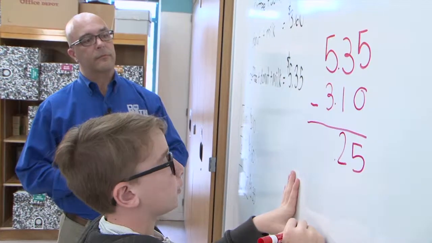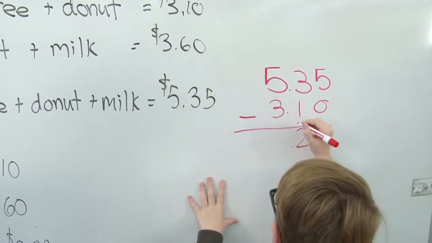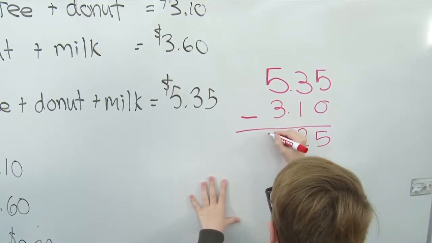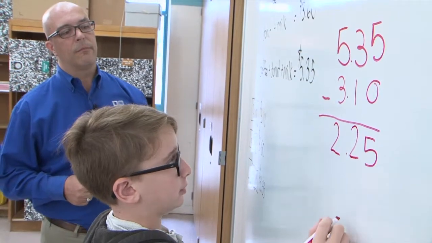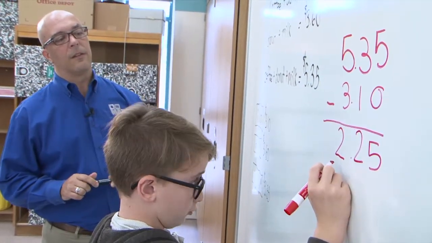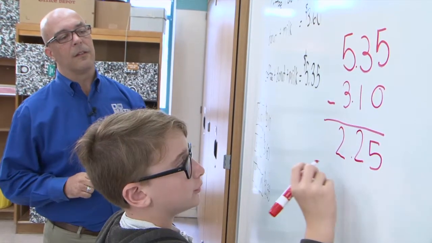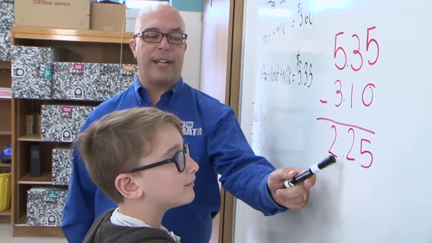A little dot for fanciness. 5 minus 3 is 2. So now we have reason to believe that the milk is $2.25. Now you said you put the decimal point there for fanciness.